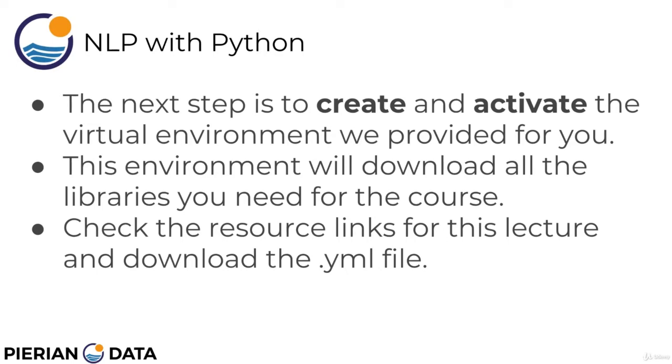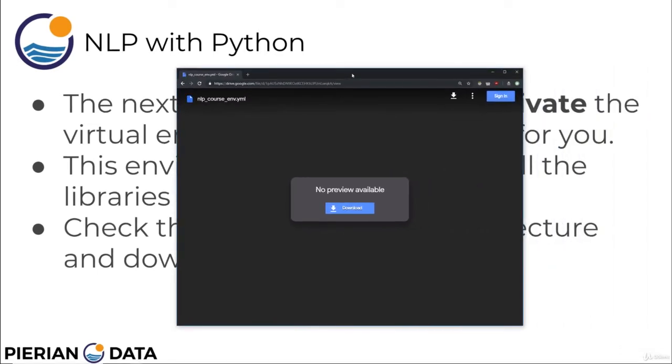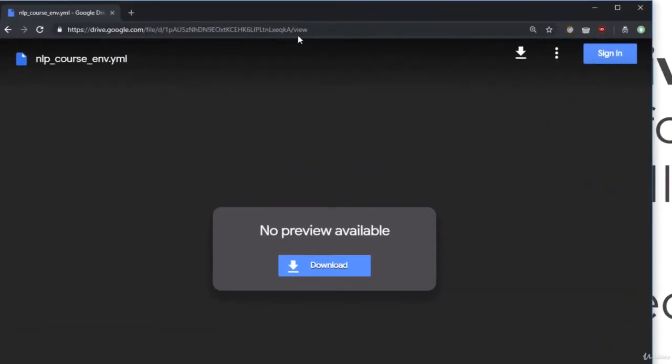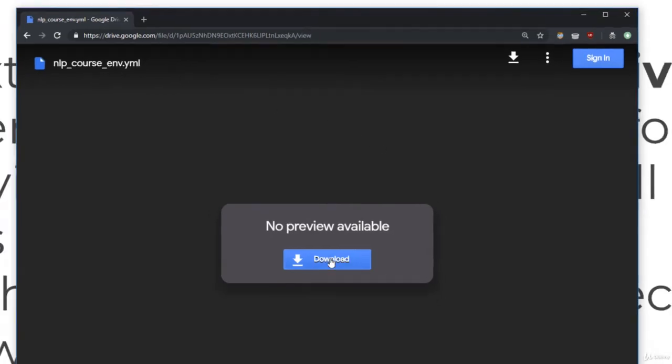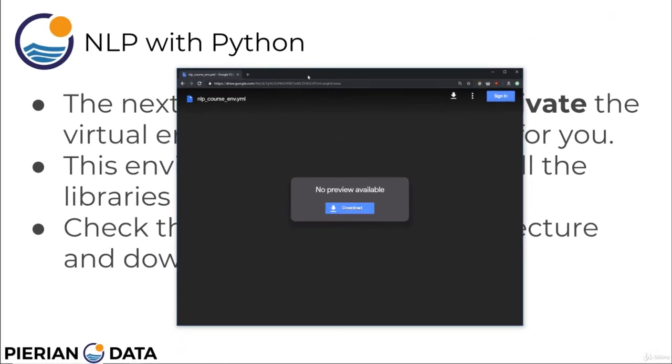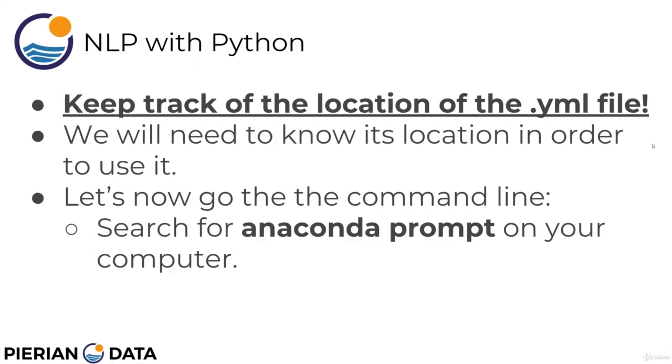Upon clicking that resource link, you should see something that looks like this. It's essentially a Google Drive link with NLP_course_env.yml. It's a simple YML file. It's not going to preview. You simply just need to click here on this download button. Okay, so once you've downloaded that, you must keep track of the location of the .yml file. You're going to need to know its location in order to use it.